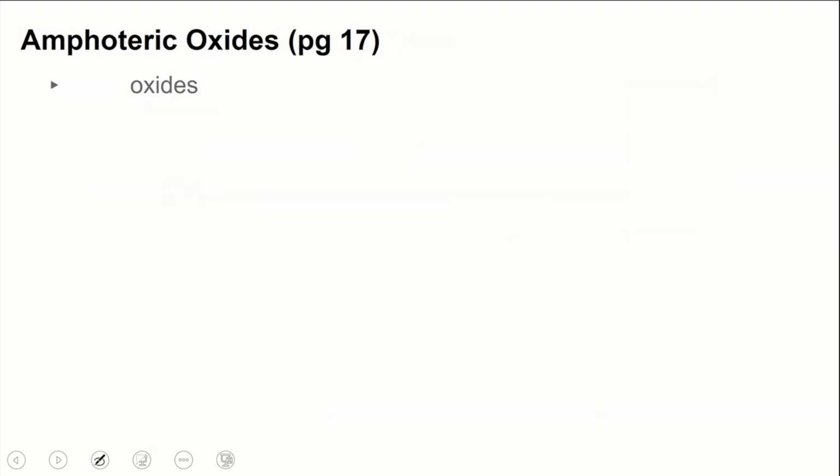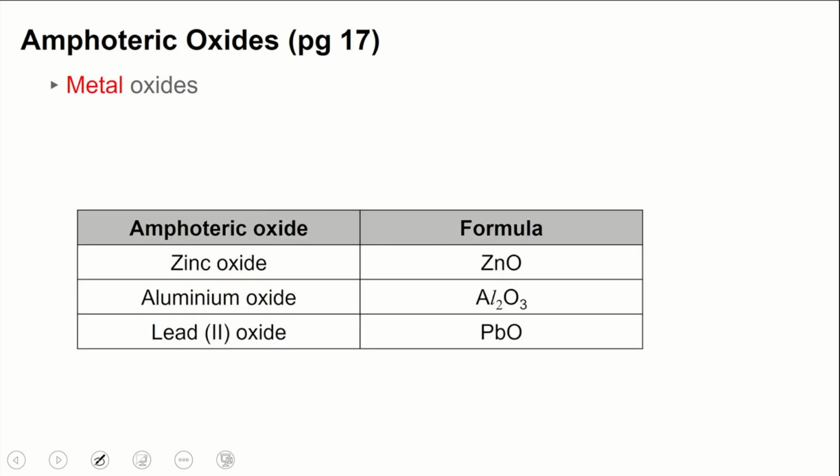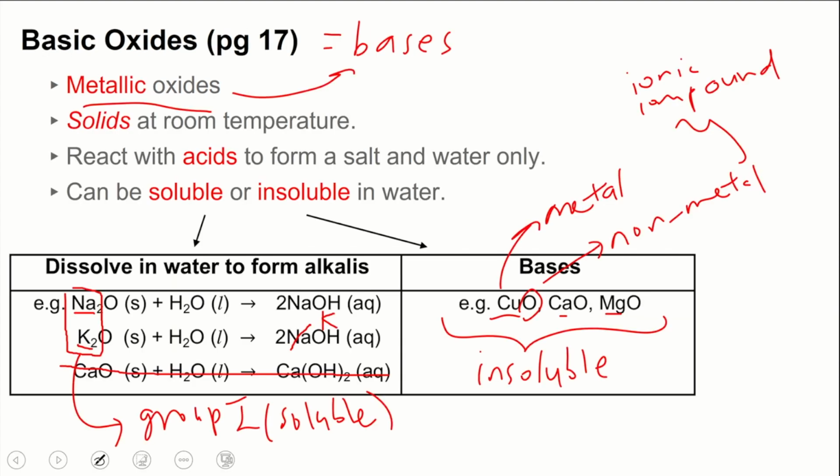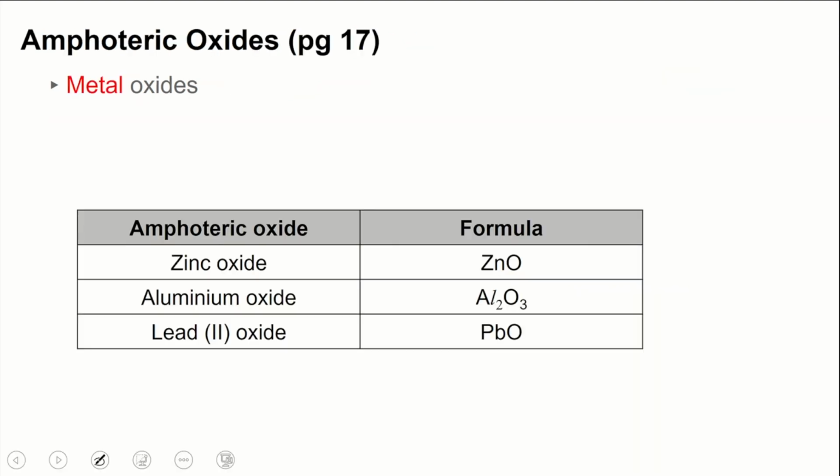Now, there are some metallic oxides that are quite special. They are an exception. If you take a look at the previous slide, we talked about metallic oxides being basic oxides, and they react with acids. However, there are some metal oxides, metallic oxides, they are the same thing. For example, these three.